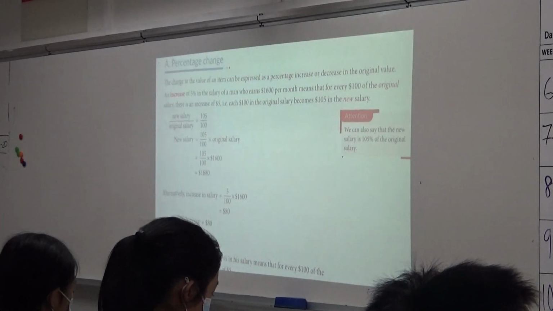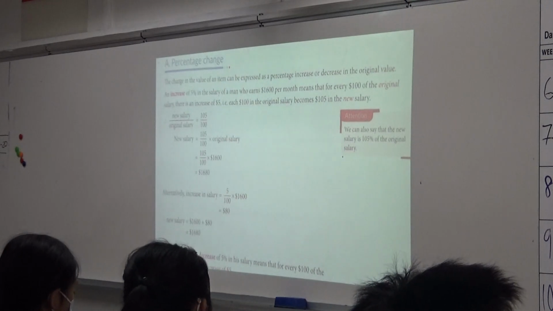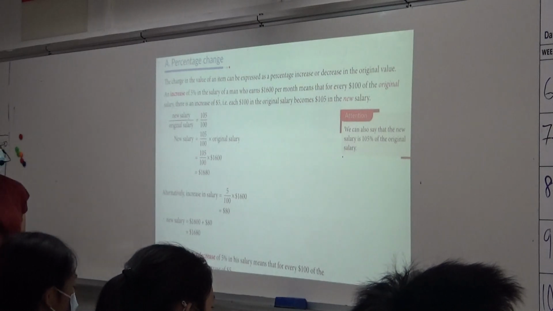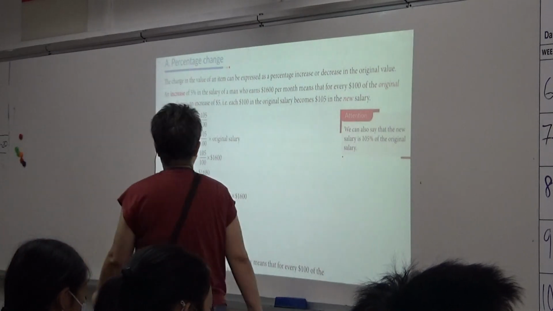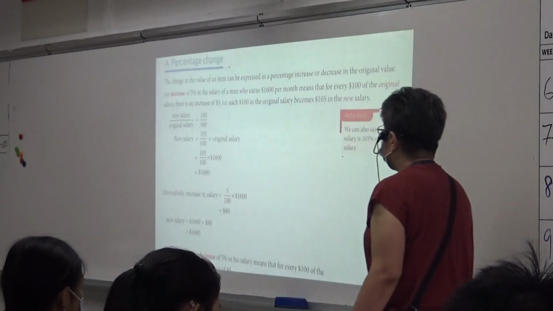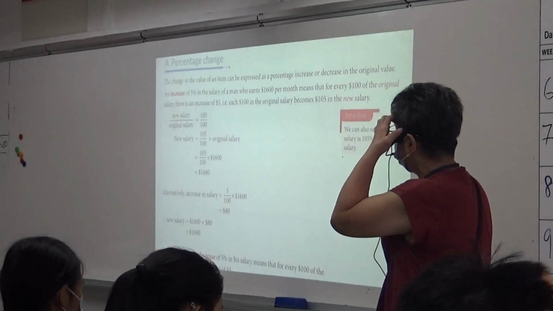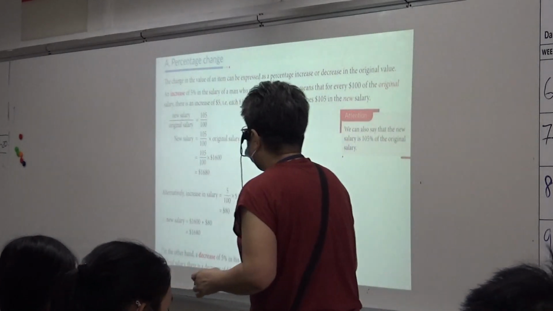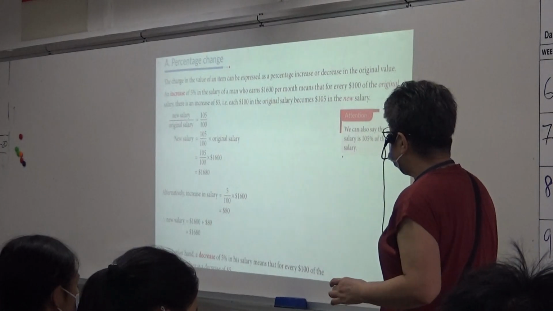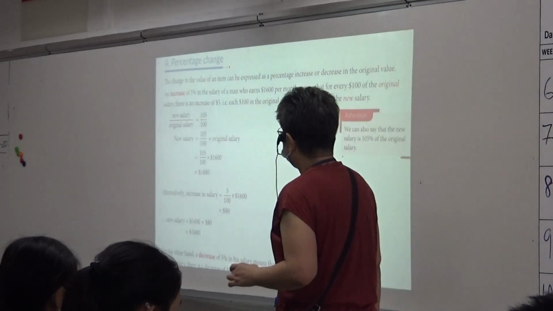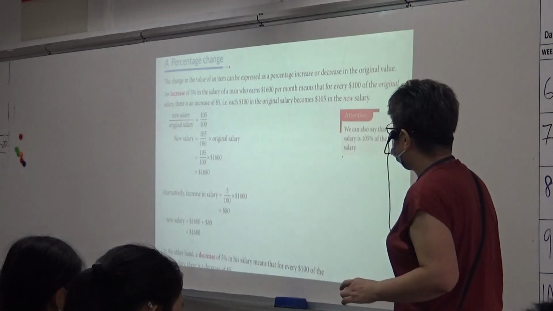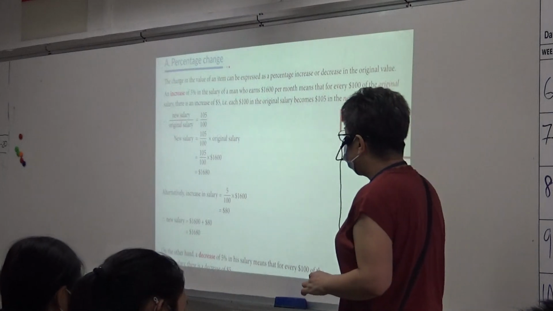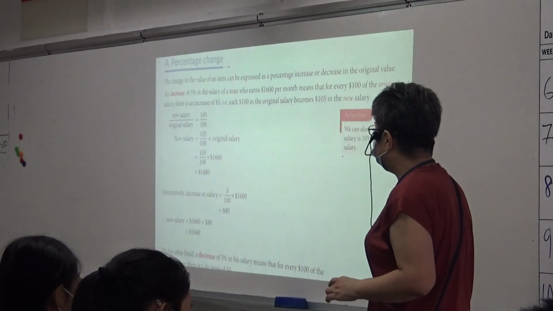Right. I'm going to go through it now. Okay, and I want to teach you how to present your answers. Alright? Let's take a look. The change in the value of the title can be expressed as a percentage increase or decrease in the original value. Okay? An increase of 5% in the salary of a man who earns 1600 per month means that for every 100 of the original salary, there is an increase of $5. That is, each $100 in original salary becomes 105 in the new salary.